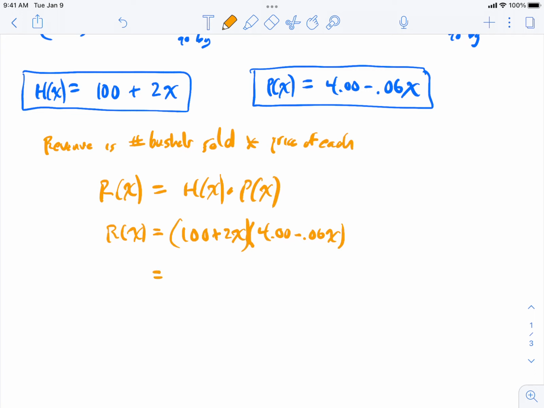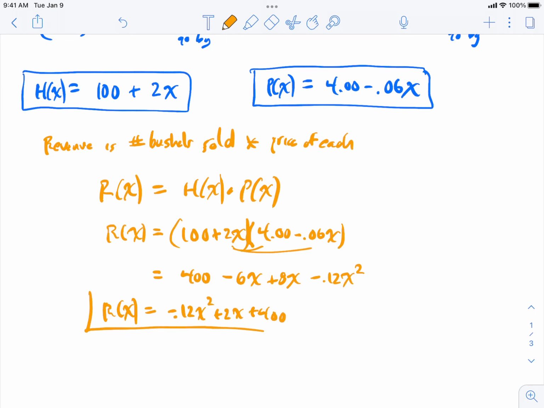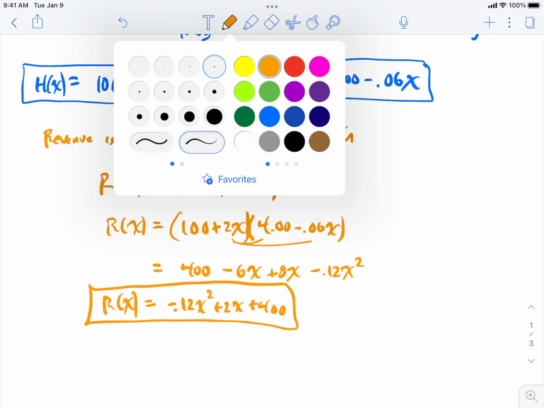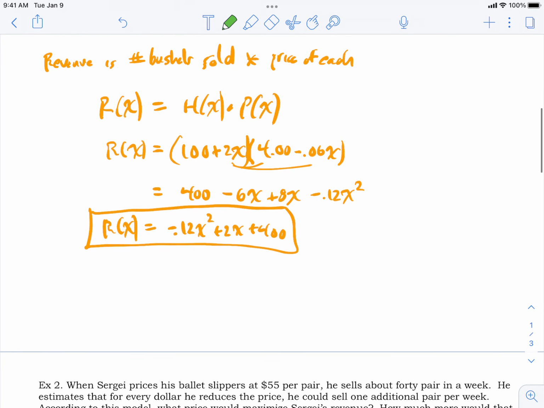So foiling here. 100 times 4 is 400. 100 times the minus 0.06x is a minus 6x. This is giving me a plus 8x. And then I'll have a minus 0.12x squared. So if I rearrange this as a polynomial in standard form, you would put the negative 0.12x squared first. Then you'd put the plus 2x, and then you'd put the plus 400. There's our revenue function.